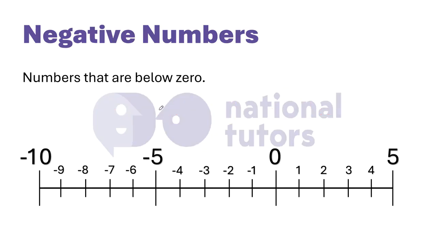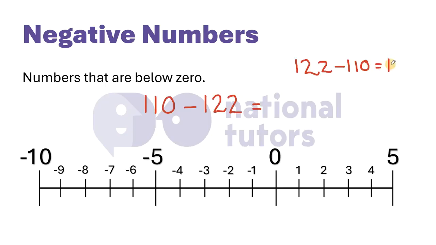And of course, you can go into the hundreds or even the thousands. What if I had 110 take away, goodness gracious, I don't know, 122? I'd start with working out how many I'd have left once I got to 0. So 122 take away the 110 equals 12. So once I'm at 0, I still have 12 to take away, and it equals minus 12. So 110 take away 122 equals negative 12.